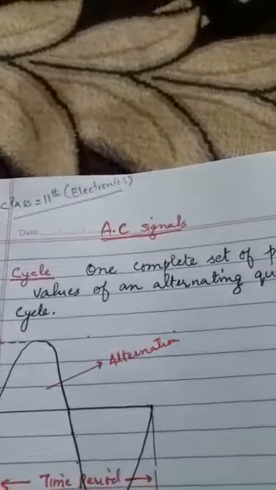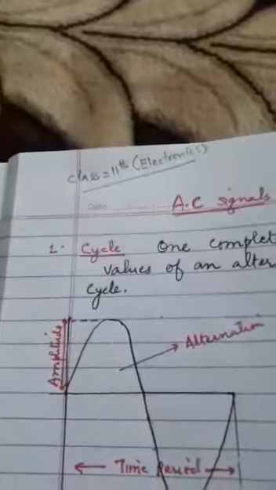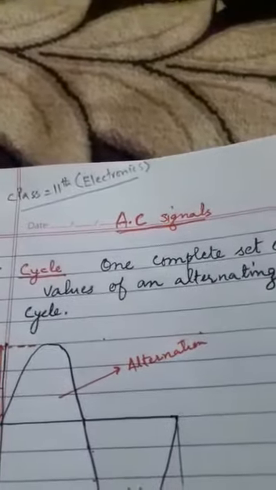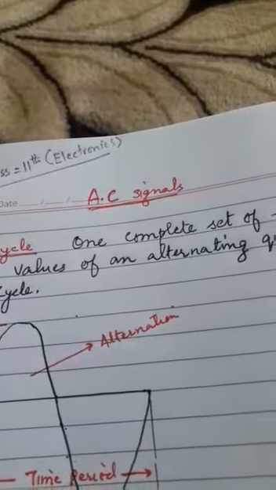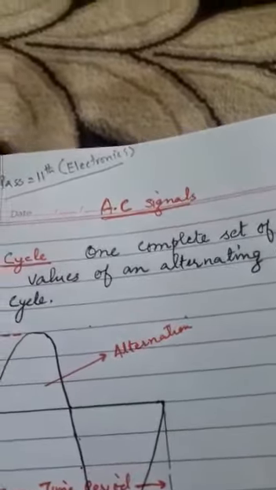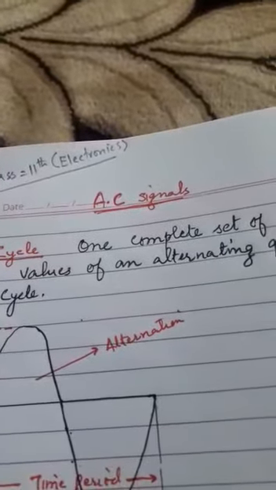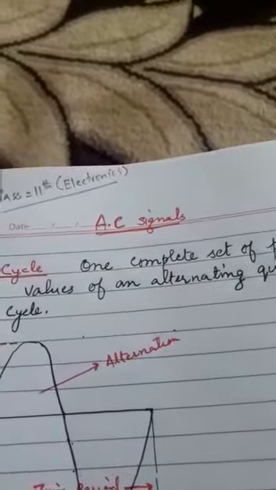Today my topic is for class 11th electronics students. I'm discussing the very first unit of the syllabus for class 11th electronics, which I have not yet discussed. The name of the unit is AC signals.